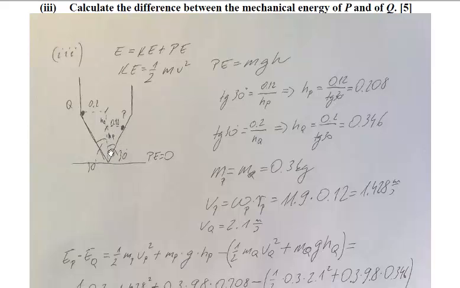Here is a right triangle. We can apply tangent. Tangent 30 degrees is equal to 0.12 over HP. So HP is equal to 0.208, and the same for HQ, 0.346.